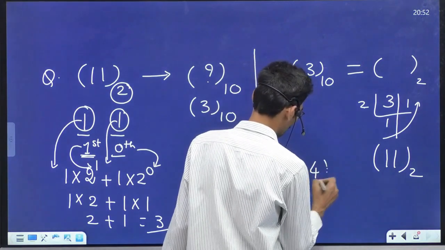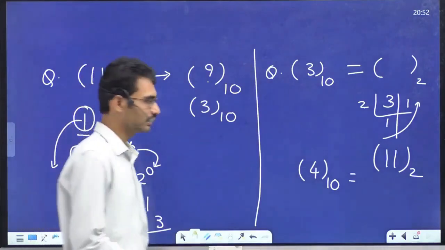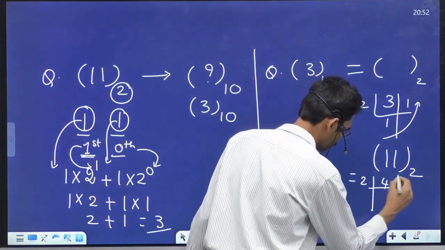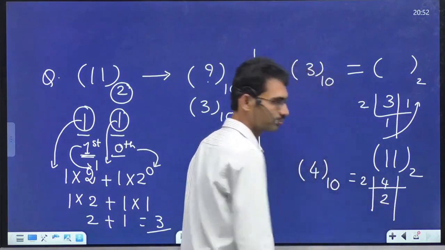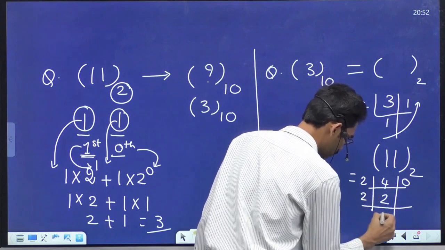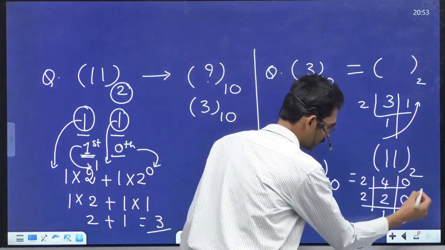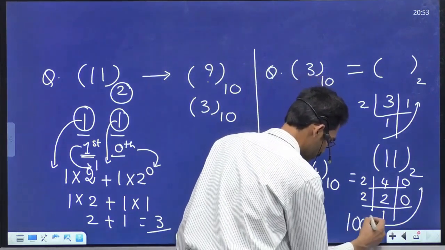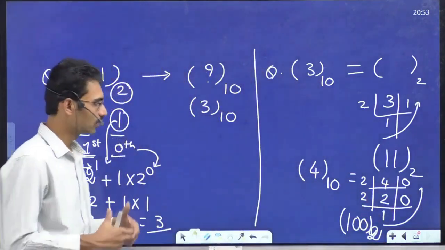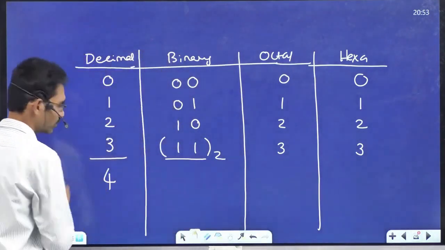Suppose it is 4. What is the binary digit? How will you know? Divide 4 by 2: 2 twos are 4, remainder is 0. Then 2, 1 there, remainder is 0. Start from here: 1, 0, 0. So 1, 0, 0 is 4.